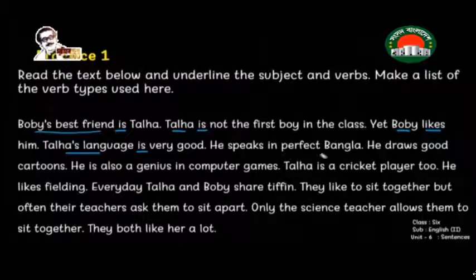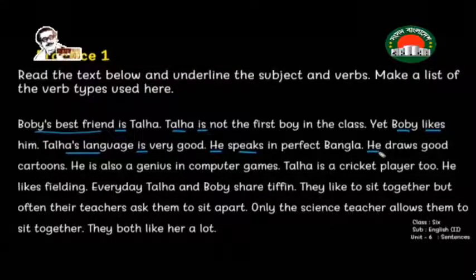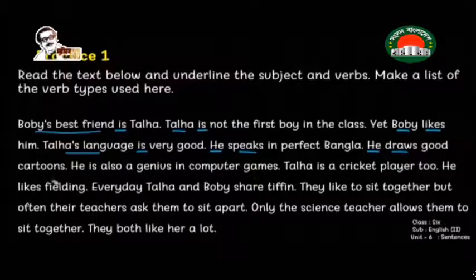He speaks in perfect Bangla. So here he is the subject and speaks here is an intransitive verb because there is no object for this verb, speaks. He draws good cartoons. So the subject is he and draws here is a transitive verb. Draws what? Good cartoons. He is also a genius in computer games. So the subject is here he and is here is a linking verb.